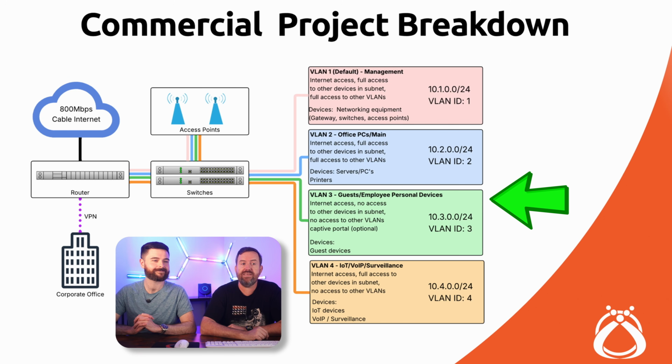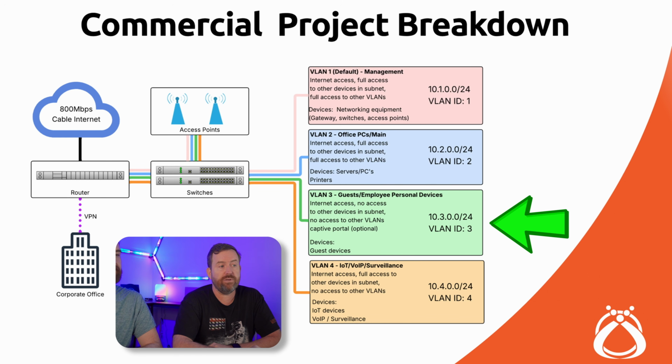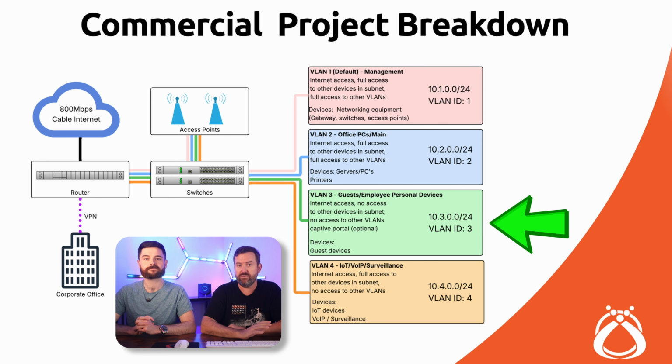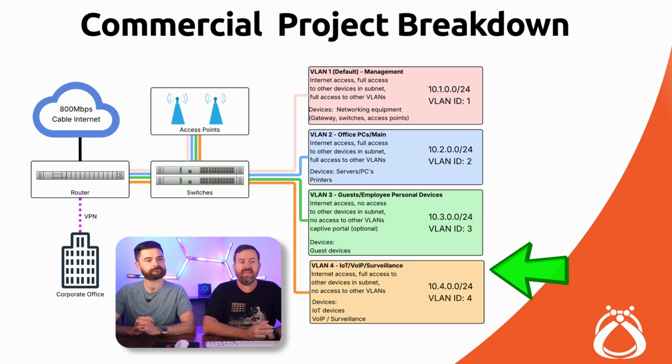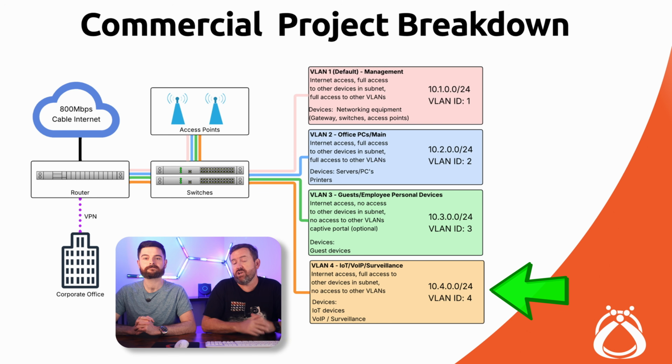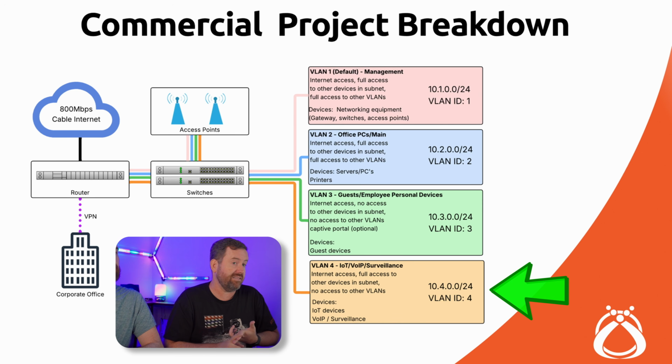Then we're going to create a VLAN for guests. So this is not just for guest wireless. This would also be for employee devices, employees' personal devices. So if you've got your own iPhone that's not a corporate iPhone, you don't necessarily want that to be on that secure main office network. We want to segregate those out into the guest network. And then finally, we'll create a VLAN 4. In this case, we're just calling it an IoT VLAN, but some other use cases for a completely separate VLAN would be voice over IP, for example, or a surveillance system.